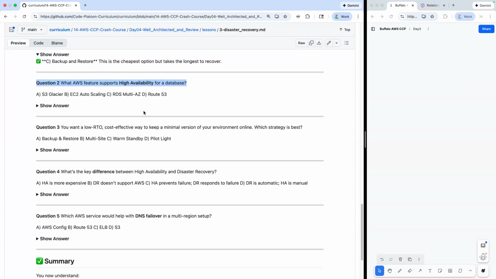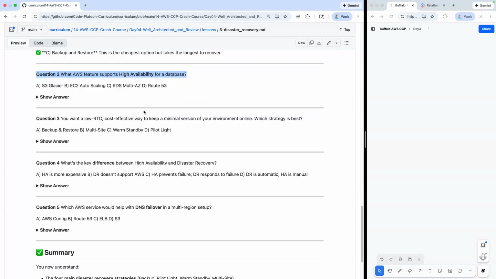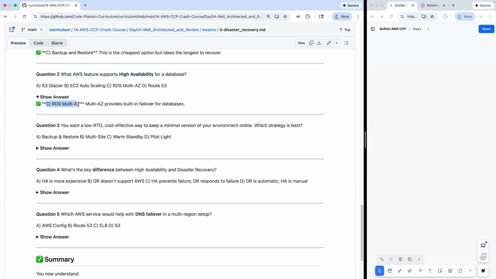Question number 2, what AWS feature supports high availability for a database? And the answer here is C, right? Having my relational database service across multiple availability zones provides built-in failover for databases.